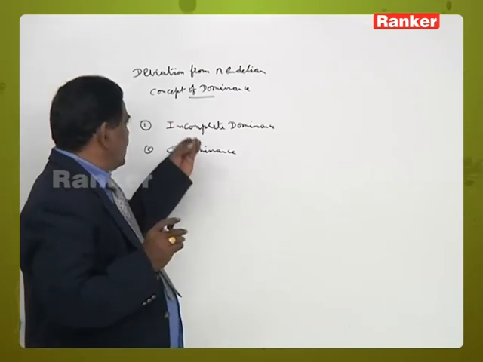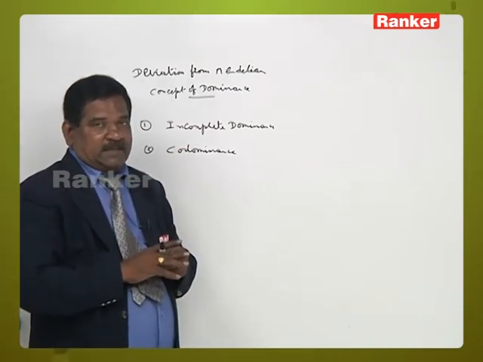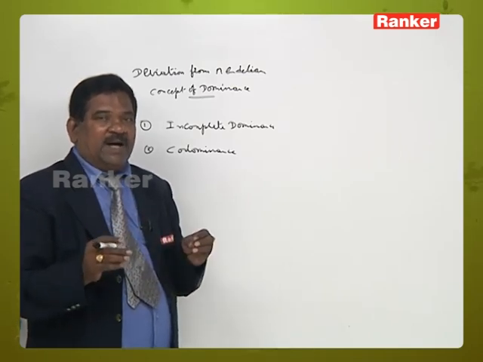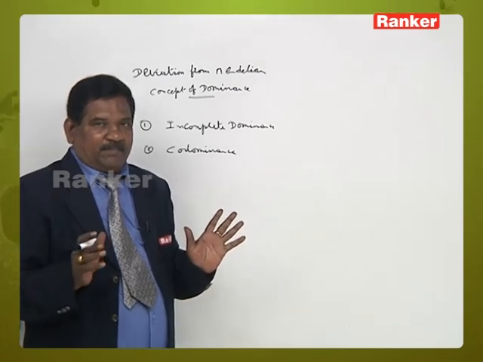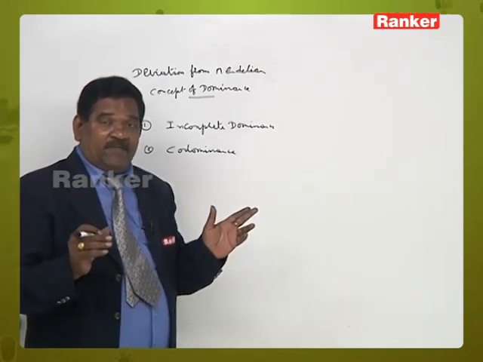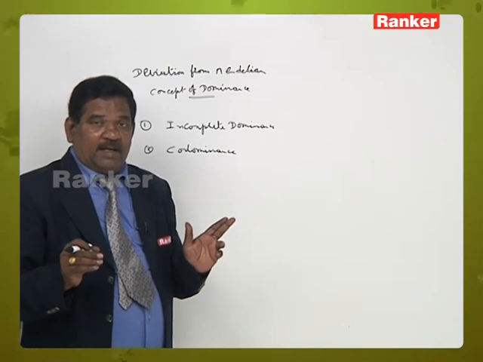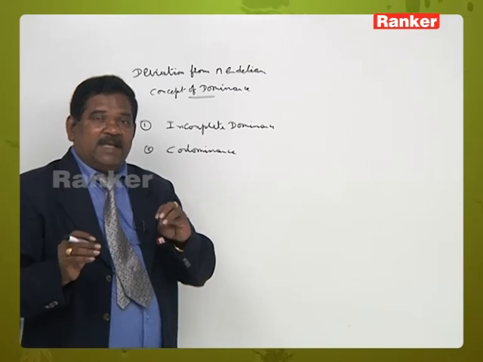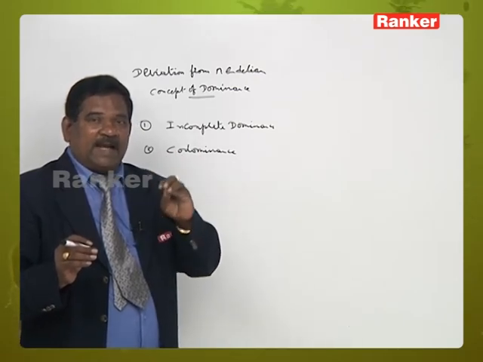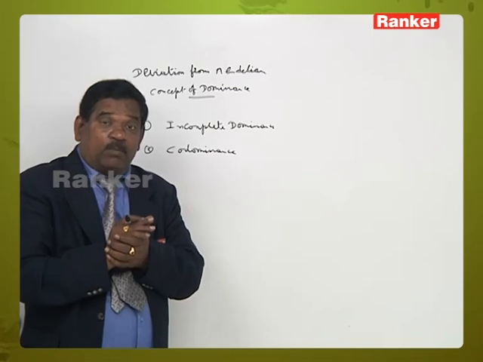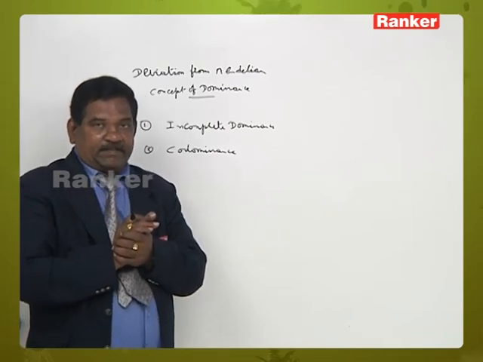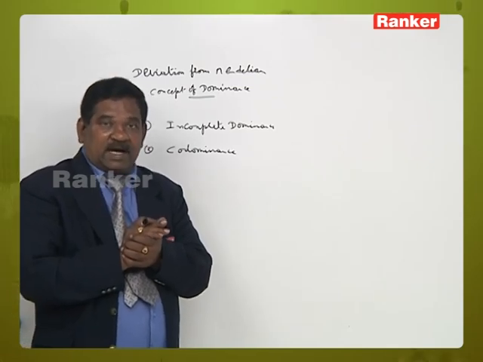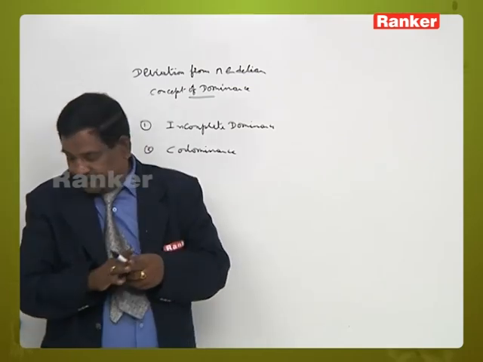Now first come to incomplete dominance, also called partial or mosaic dominance. Incomplete dominance is the phenomenon where the F1 generation plant or hybrid does not express any parental character. It is a fine mixture of both parental characters. It was first observed in Antirrhinum majus, dog flower or snapdragon.